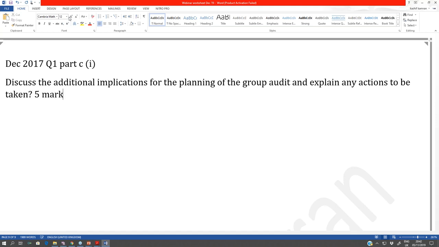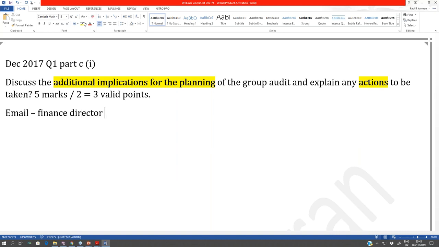Right, and we have 5 marks, so we'll divide it by 2, so we need to write 3 valid points, not a lengthy answer, to make the 5 marks here. So we need to discuss the additional implications for the planning. That's number 1. And the second is we need to discuss the actions. So 2 things and just 5 marks, so not a lengthy answer at all. So where should we find the answer? The answer is in the email we got from the finance director. So let's critically read this email of the finance director.